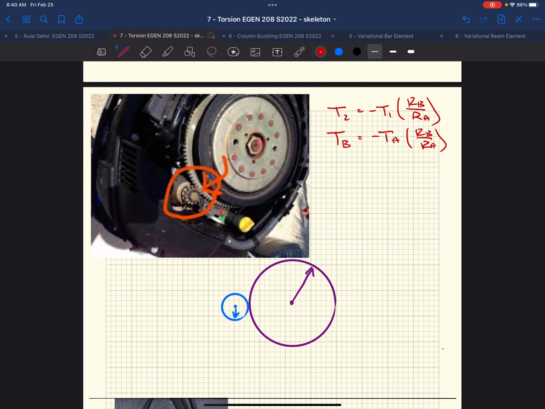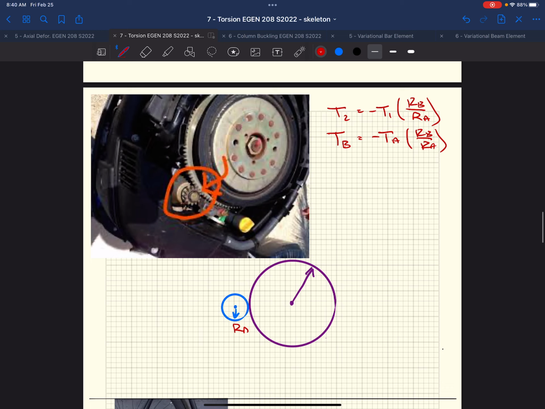So in this case, when we have our starter gear and our flywheel gear, we're going to have a radius at A and a radius at B, right? And because the torques are applied in opposite directions, TB is the opposite of TA times that gear ratio. Well, that means our rotation is going to be opposite.